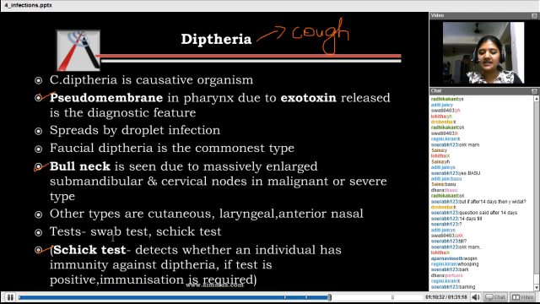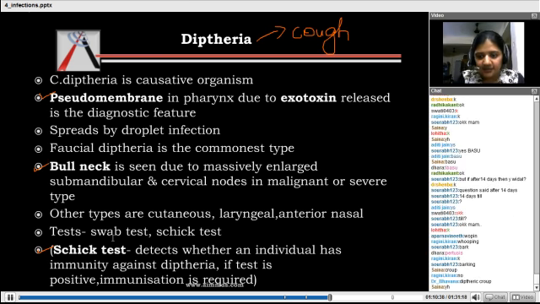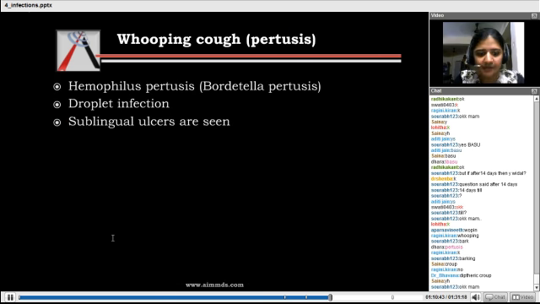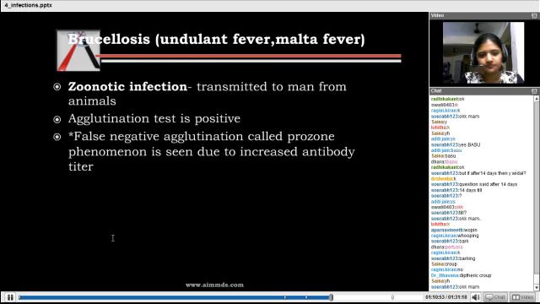A typical nasal twang and cough that is seen, diphtheric croup. Okay. Now, whooping cough, something that you guys spoke about. Organism responsible, Bordetella pertussis, you have droplet infection, you may even see sublingual ulcers.